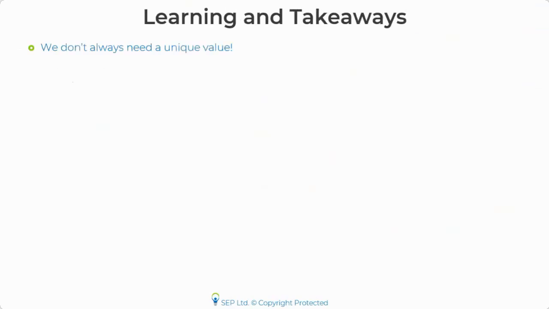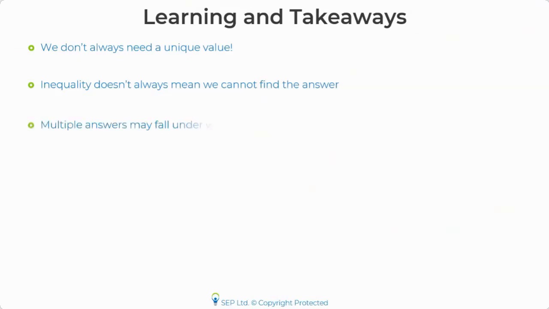Good, guys. So what were the learnings that we had? First learning was that we do not always need a unique value. If it is a yes or no type of question, you only need to find a unique answer for yes or no. Inequality does not always mean we cannot find the answer. Also remember this part. Many times people think that if there is an inequality, we cannot find the values of x. In this case, it was mentioned that x is a positive integer, so it was possible to find the values of x.